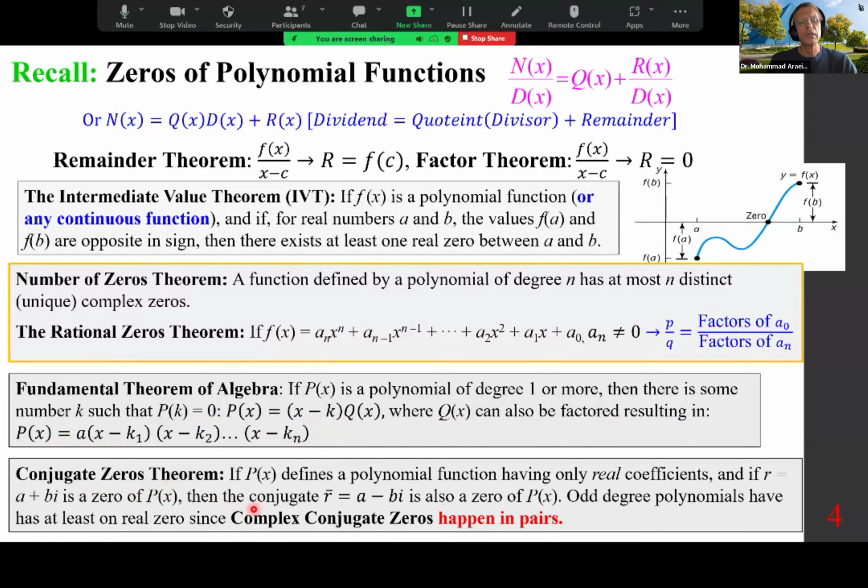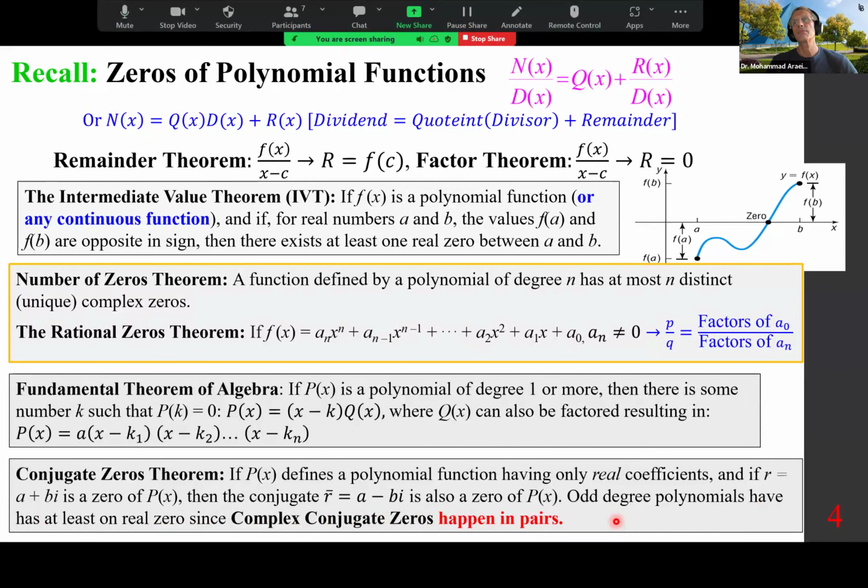The conjugate zeros theorem indicates if p of x defines a polynomial function having only real coefficients, and if r equals a plus bi is a zero of p of x, then its conjugate, a minus bi, is also a zero of p of x. Odd degree polynomials, therefore, have at least one real zero, since complex conjugate zeros happen in pairs.